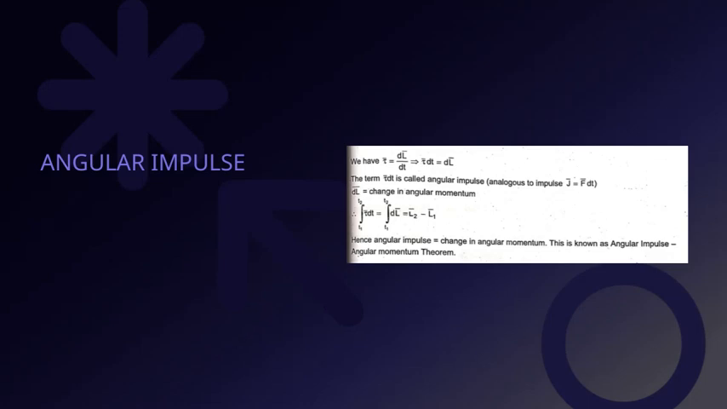Let's talk about angular impulse. This concept is key when analyzing rotational motion. Think of angular impulse as the rotational equivalent of linear impulse. It essentially measures the effect of a torque applied over a specific period of time.